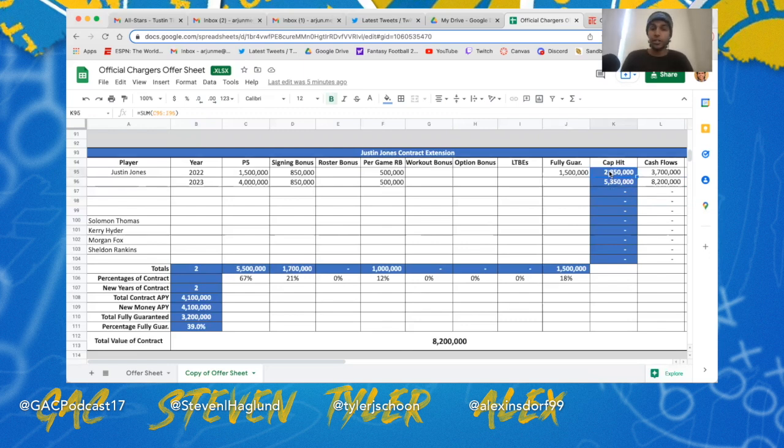They get him for very cheap in year 1. And then, obviously, it jumps up a little bit, but this is assuming he stays healthy and has a good productive year in Staley's scheme and in another season practicing and working through everything in that scheme. So I think this is a good deal for the Chargers and for Justin Jones.